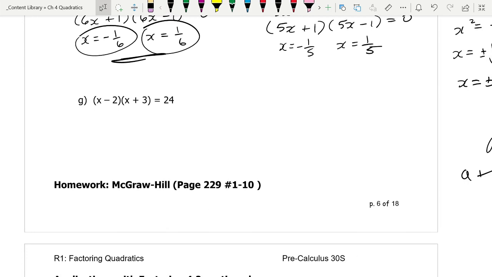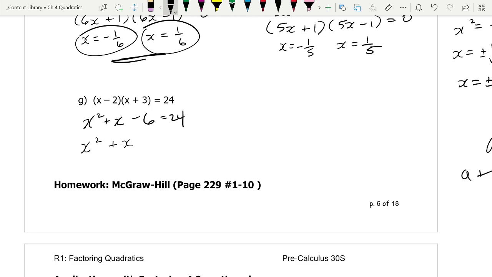But I'm actually not going to do that. This time I am going to expand. I'm going to expand this and get x squared plus x minus 6 equals 24, and then I'm going to do everybody out of the pool. So the substitution's a cool idea, but I don't need it for this one. Feel free to try it if you want.